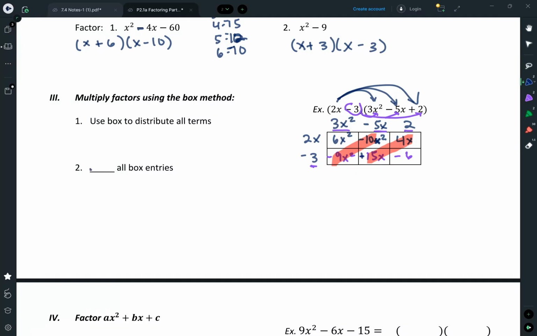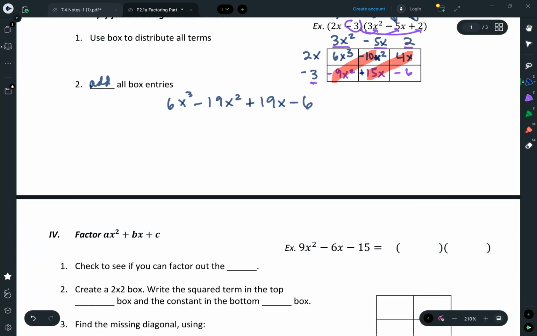Our last step is just to add all of our box entries. So I have a 6x squared, or 6x cubed, sorry. That's going to be my first one. And then -9x squared, -10x squared is a -19x squared. 15x, 4x makes a plus 19x. And then my last one's -6. So we're just making sure we put those like terms together.